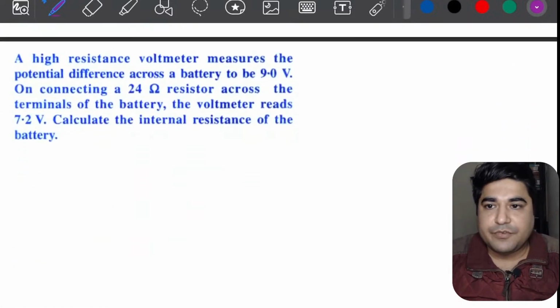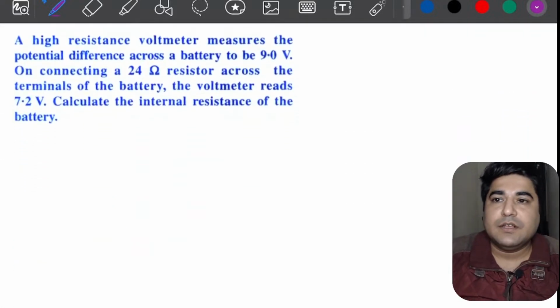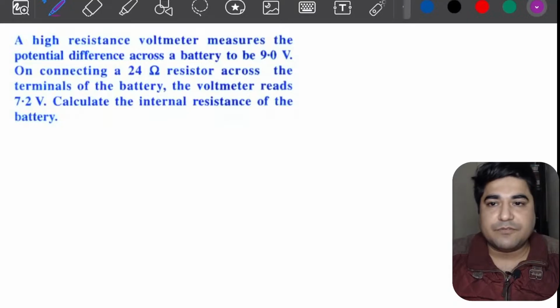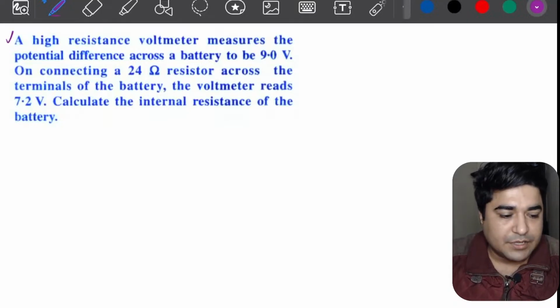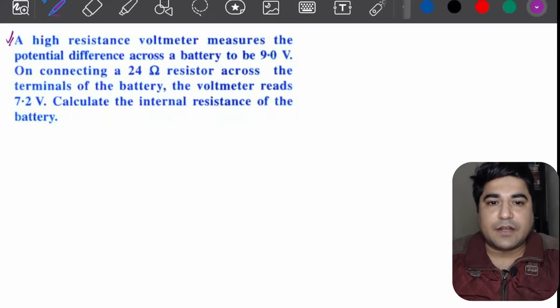Now we have a question over here. A high resistance voltmeter is given, and we have to measure its potential difference. So this is your question. You may just read it and try to solve it. I am giving you 2 minutes for this, and after that we'll do it.